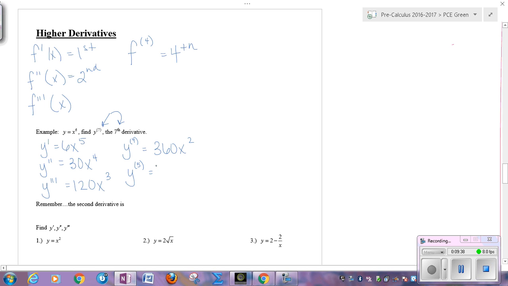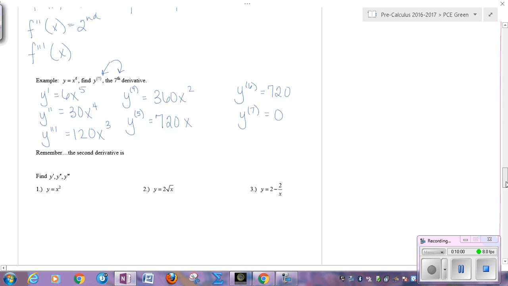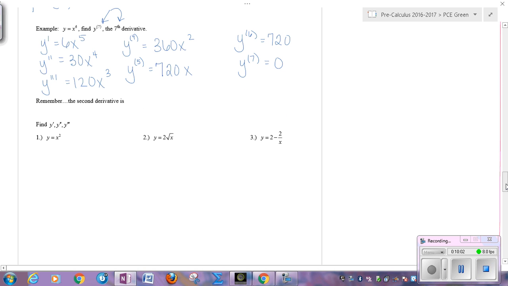All right, we are up to the 5th derivative here because we have to go all the way to the 7th. So 720x. 6th derivative, 720, and then your seventh derivative would just be 0 in this case. Okay, so sometimes you can get to 0 depending on whatever your exponent is when you start. So your second derivative is really just the derivative of the first. So you're just repeating the power rule each time.